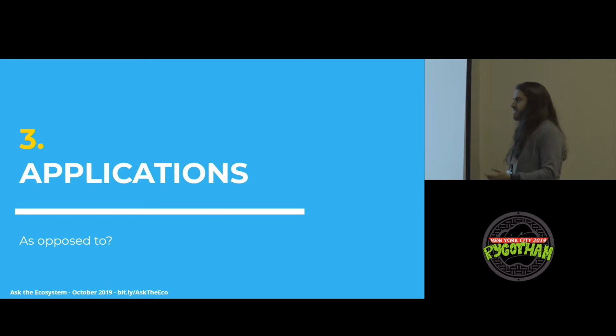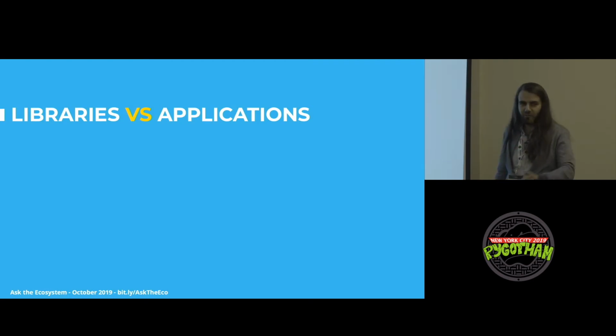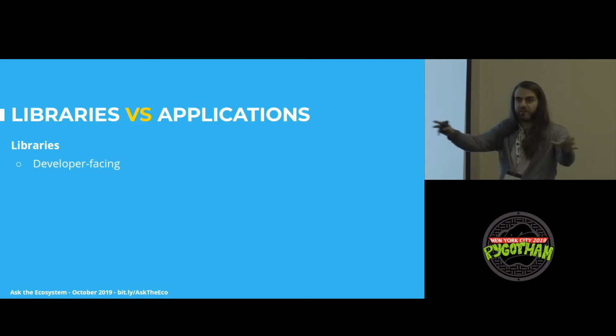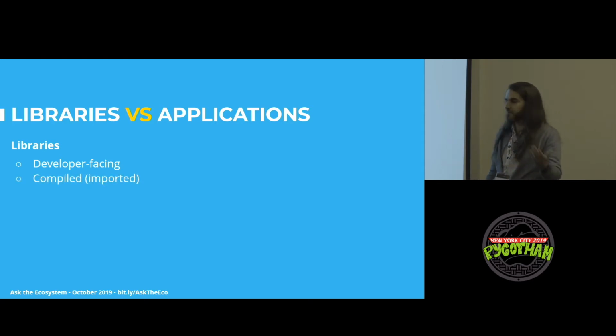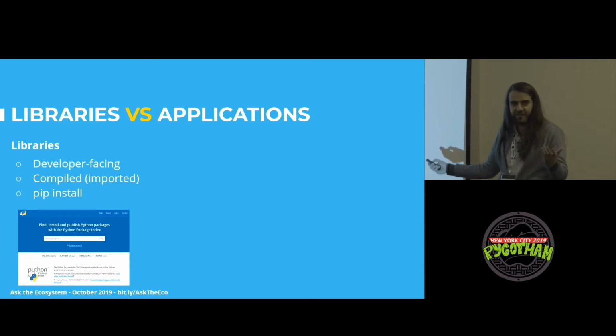And third, they're applications. This may seem obvious to some, but it bears reminding. What is the difference between a library and an application? Well, first, libraries are developer-facing. Most people here are developers, right? So this is what we usually think about. You pip install these things. They're compiled and imported. And yes, you pip install them from a place that looks like this, PyPI.